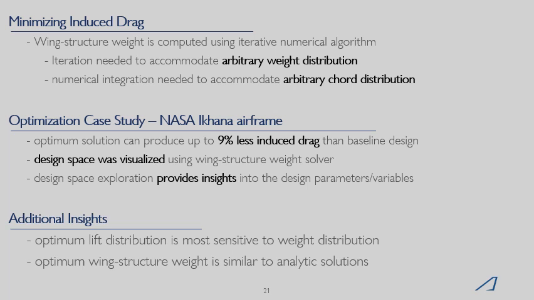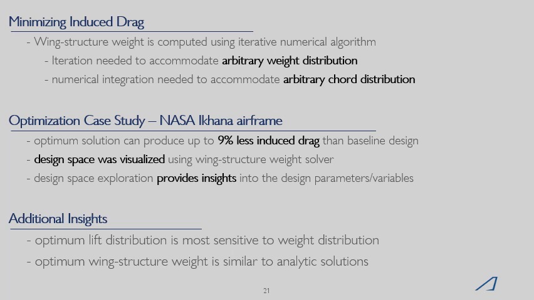the wing structure weight can be related to the wingspan and the lift distribution using analytical methods. But in order to accommodate arbitrary weight distributions and arbitrary chord distributions, we have to use some numerical methods. We have to use iteration to account for the coupling between the bending moments and the wing structure weight, and we have to use numerical integration to account for arbitrary chord distributions. We showed through our case study that depending on our designs, our optimum solution can produce up to 9% less induced drag than the baseline design.